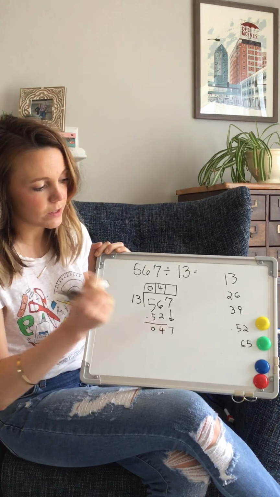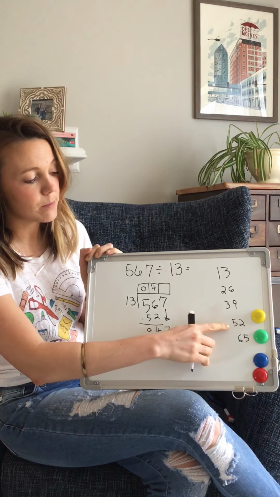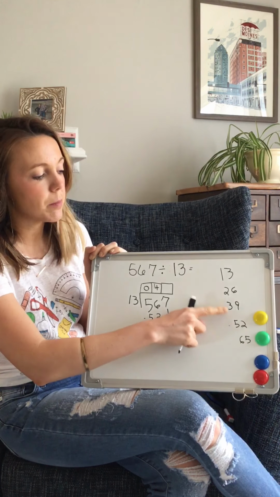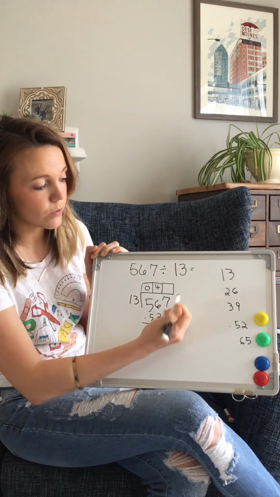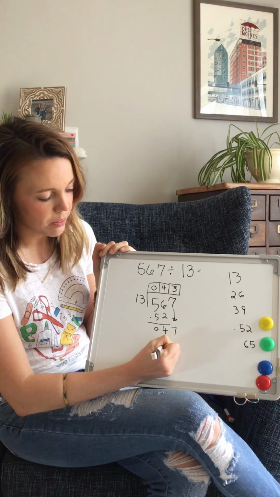So I have 47. Okay, how many times can it go into 47? Well, 4 times is 52, and that's too big. So I'm going to back up to 3 times for 39. So I'm going to put my 3 up here. And I'll subtract 39.